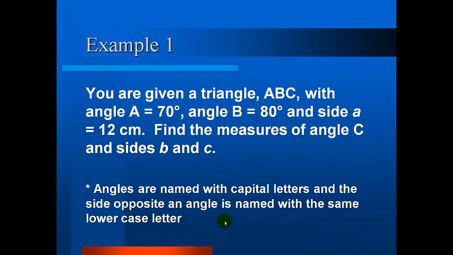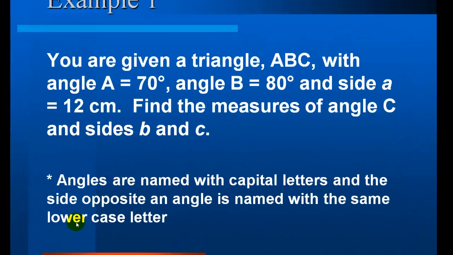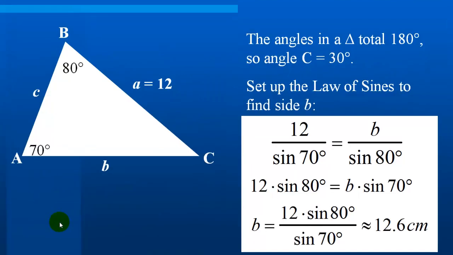So let's look at an example. You're given a triangle with an angle of 70 degrees and 80 degrees and a side opposite the 70-degree angle of 12 centimeters. Find the measures of the third angle and the other 2 sides. Just the convention that we've been using, angles are named with capital letters, and the sides opposite them are named with that same letter but in lowercase. So here's a picture of the triangle ABC, and notice this is an angle-side situation, so we're going to be able to use the law of sines.